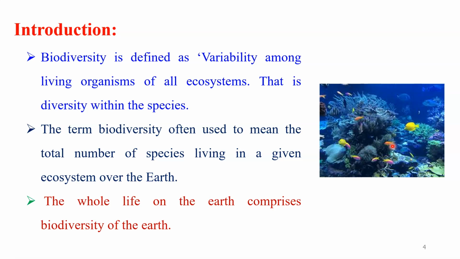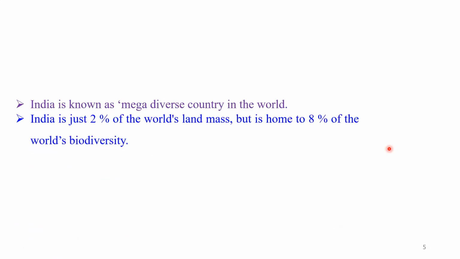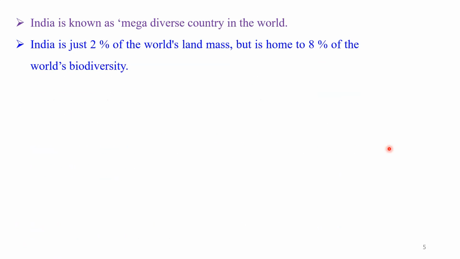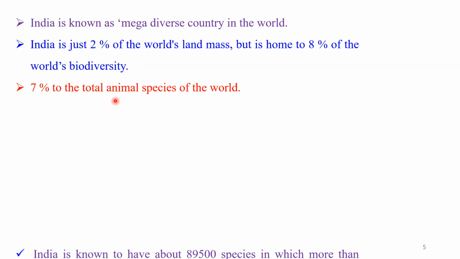All these things are included in biodiversity, and India is one of the very important countries in the world which has mega diversity. Therefore, India is known as a mega diverse country in the world. Actually, India has just 2% of the world's land mass, but it is home to 8% of the world's biodiversity. That is a very important characteristic of India. Near about 7% of the total animal species of the world we observe in India.